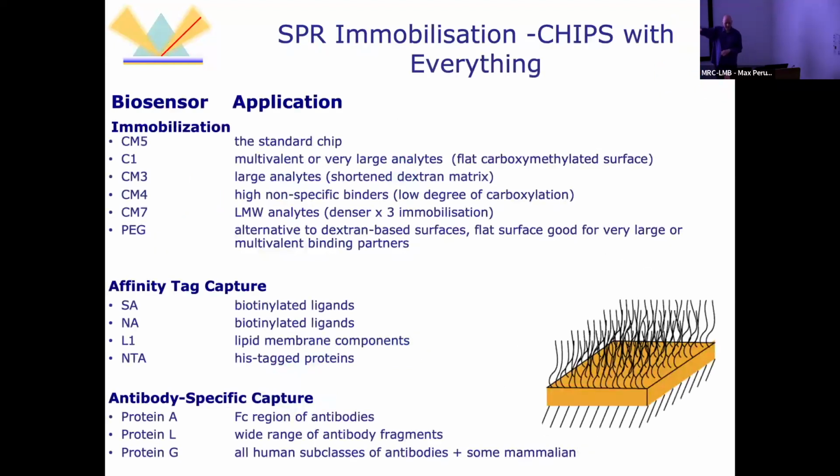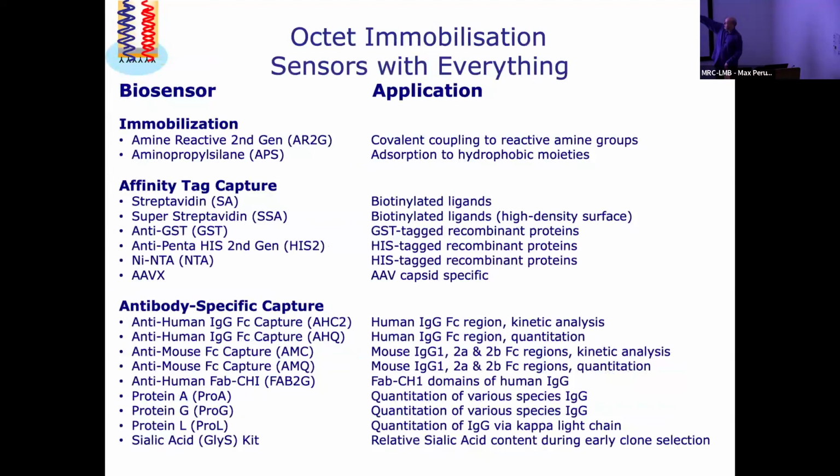So there's a whole plethora of different chips you can get. Don't worry too much about the actual details, but there are different levels of dextran. You can have specific ones for capturing different tags, and there's also antibody-specific ones. Similarly with BLI, you've got the same flavor. You can cross-link, you've got different captures and lots of antibody ones.